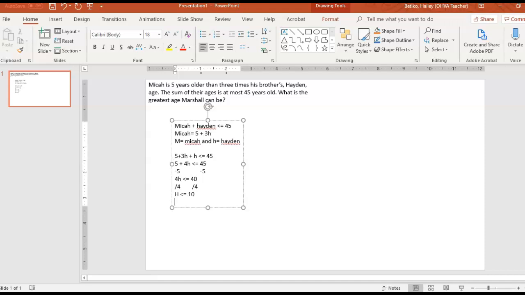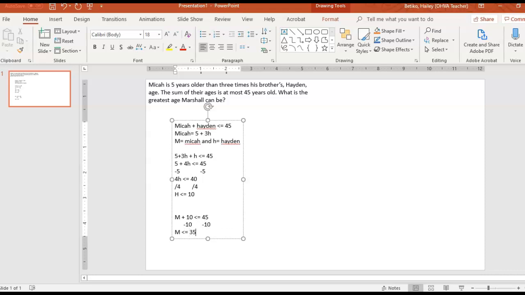Now this problem says, what is the greatest age Marshall can be? Well, that's a little confusing, right? Because I solved for H. The greatest age that Marshall can be is 10. Okay, that's okay. We've got Micah plus Hayden, and we figured out what Hayden is. Hayden's 10, so it has got to be less than or equal to 45. Okay, let's solve for Micah then. Subtract 10 from both sides, so we've got Micah is less than or equal to 35.